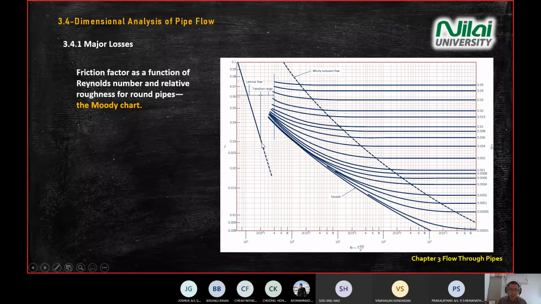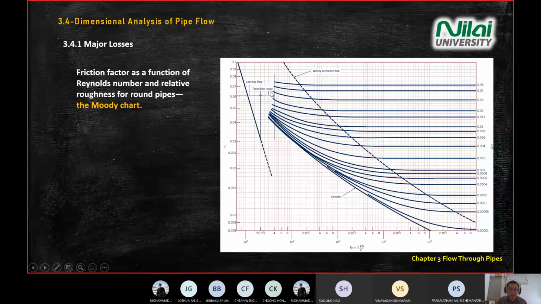Okay, 2100 here. And then by definition, if your Reynolds number is more than 4000 here, if you follow this line, it has been drawn as one line for you already. So all the values that are more than this vertical line will be turbulent flow. Right, it will be turbulent flow.